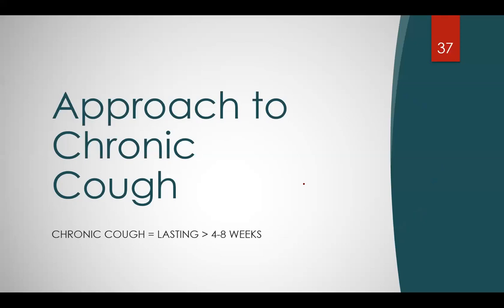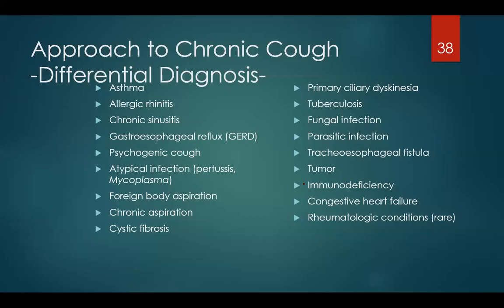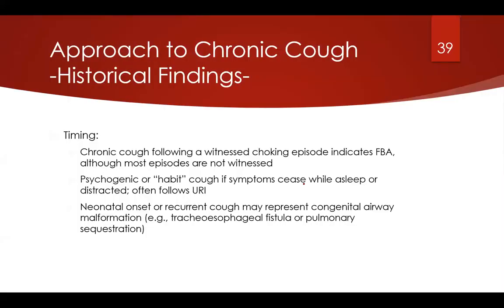All right, the approach to cough. A chronic cough is defined as a cough lasting longer than 4 to 8 weeks. Approach to chronic cough, we want to think about these things: asthma, chronic sinusitis, GERD, psychogenic cough, atypical pneumonia, pertussis, mycoplasma, foreign body aspiration, chronic aspiration, cystic fibrosis. This is a big, long list of differentials, so make sure that you hit your review books hard here.